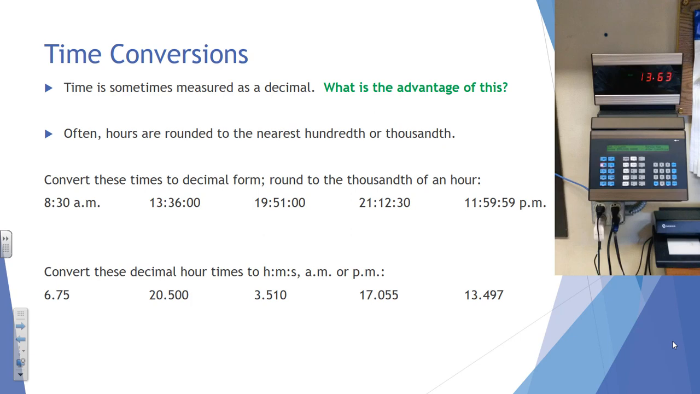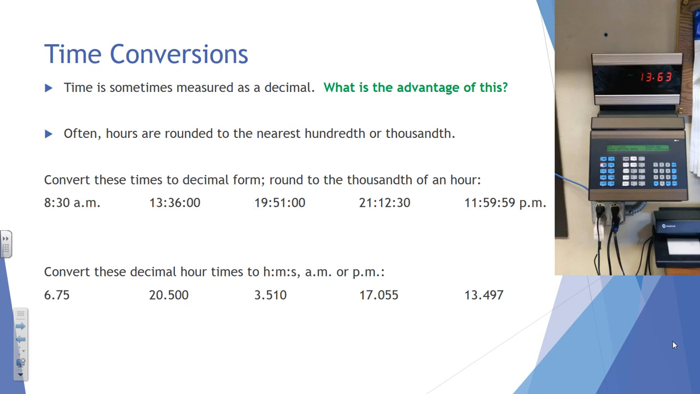All right, hi there. In this very short little section, we're going to look at a very important mathematical thing to be able to do, and that is to recognize that time can be recorded and tracked a few different ways. And being able to switch between the typical hour, minute, second format that we're used to or decimal hours is an important thing to be able to do. Time is sometimes stored as a decimal.